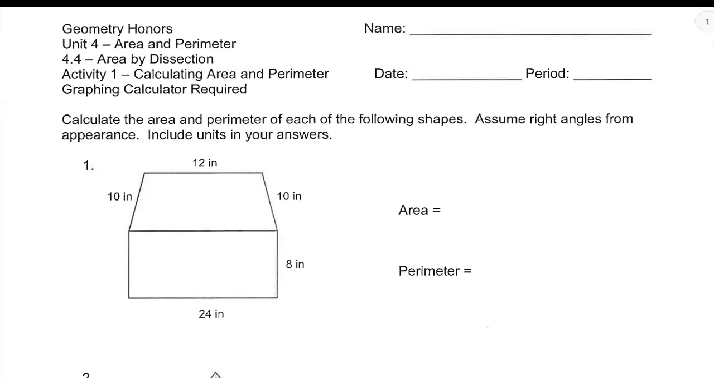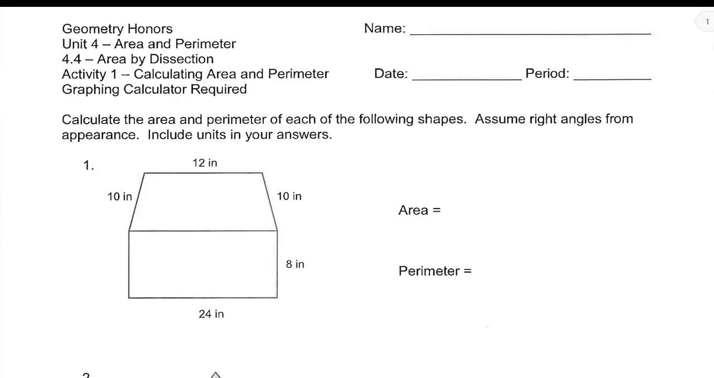Section 4.4 is about finding area using the dissection method. We're also going to calculate some perimeters as well. In problem number 1, I have two shapes that have been put together. I have a trapezoid shape on top of a rectangle.